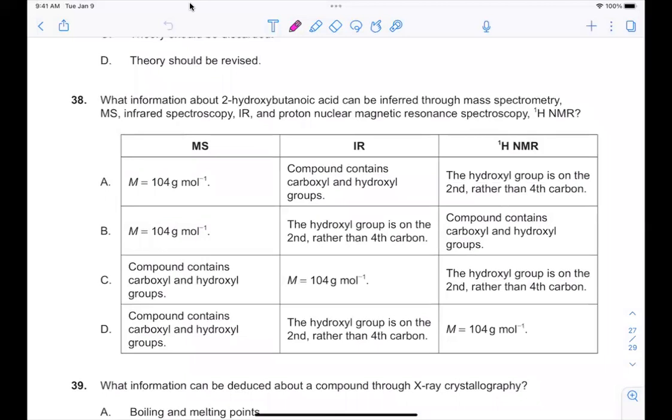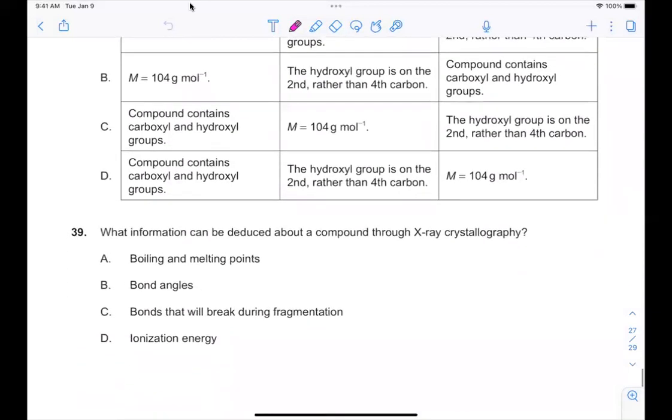And then, oh, I didn't even see 39. 39 asks you what information can be deduced through X-ray crystallography. That is B, bond angles. C would be mass spectroscopy. The bonds will break during fragmentation, because fragmentation should be a buzzword for mass spectroscopy. Boiling and melting points, no. You don't need to know about the ionization energy either.